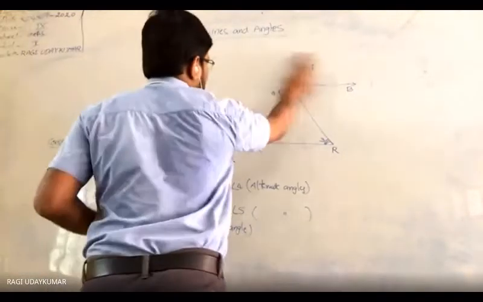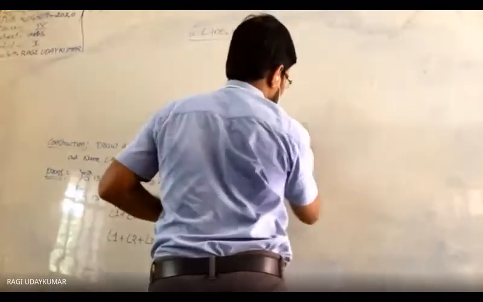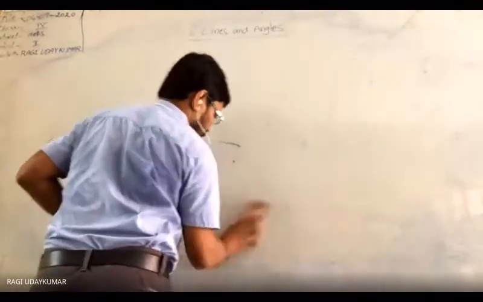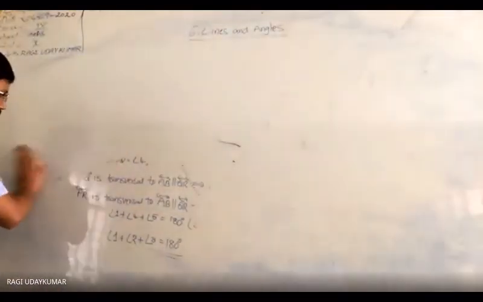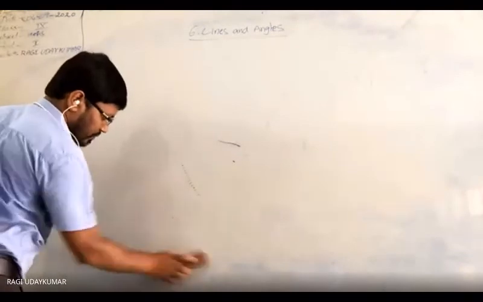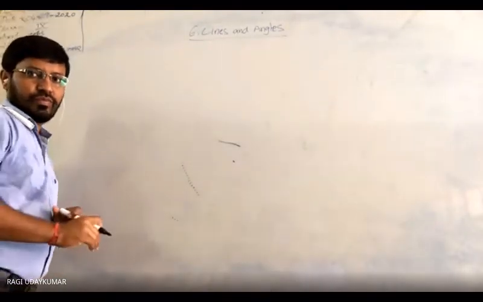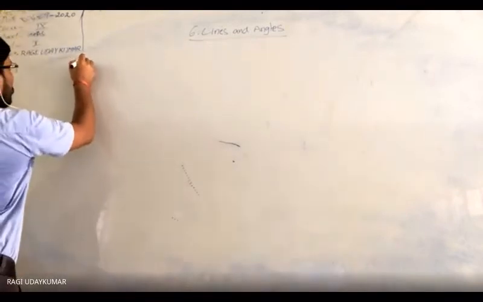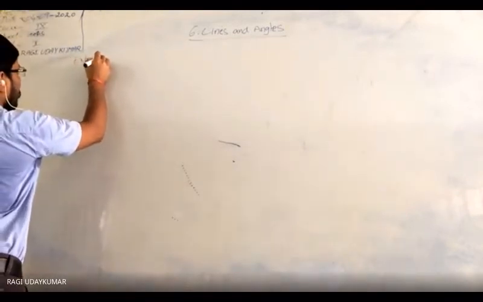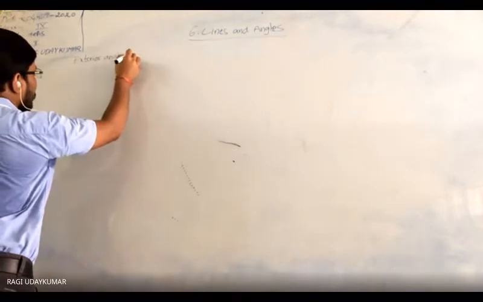The next property of the triangle is exterior angle property. This is called as exterior.